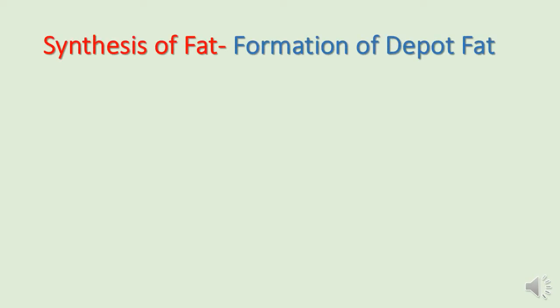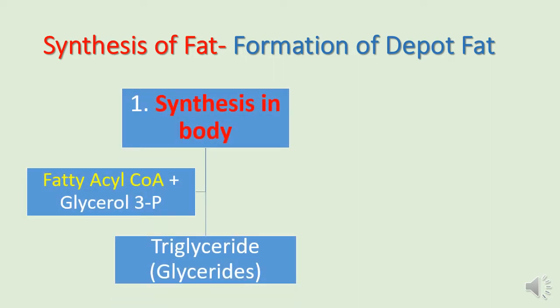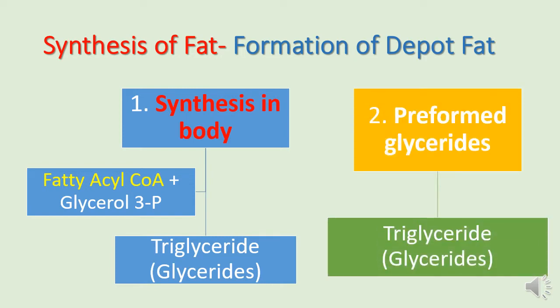The depot fat in the body, or triglyceride, is synthesized in the body from fatty acyl-CoA and glycerol 3-phosphate that are converted into triglyceride. The second method is that preformed glycerides are converted into triglycerides. So we can say the depot fat is derived from preformed glyceride. These preformed glycerides are either absorbed as such from the diet, or they are synthesized, or they are available in the liver. This can take place in most tissues, but usually it is confined mostly to the liver and adipose tissues.